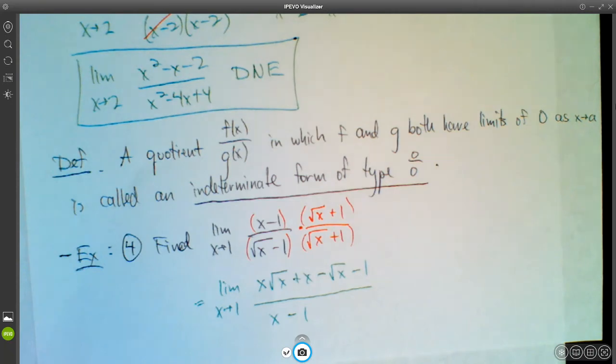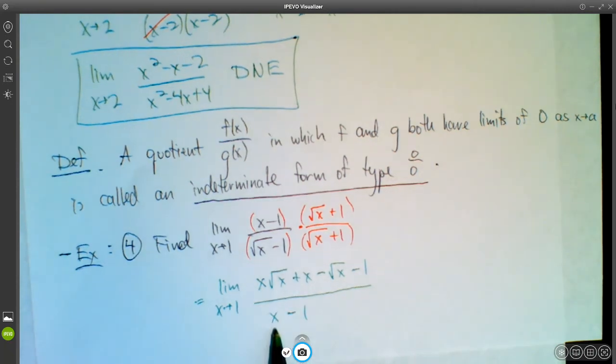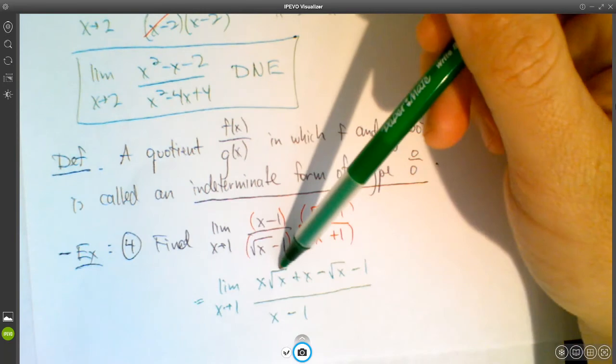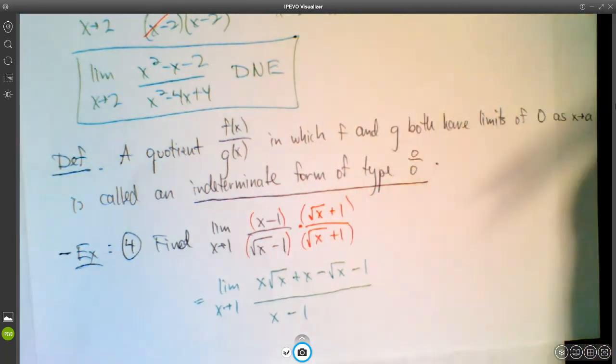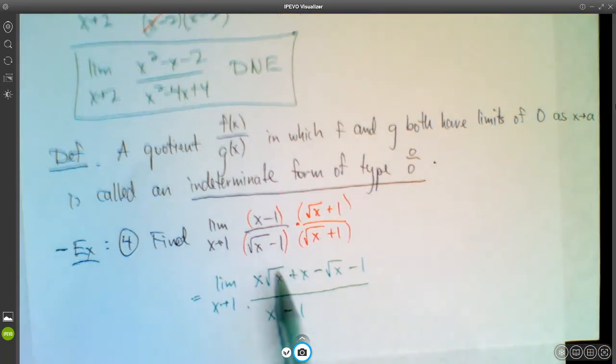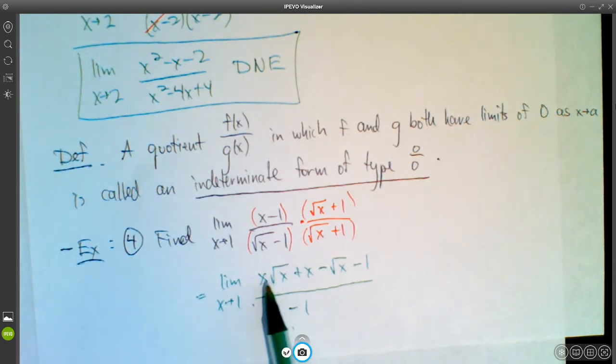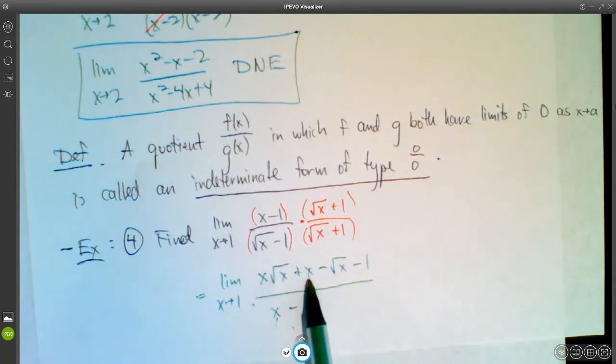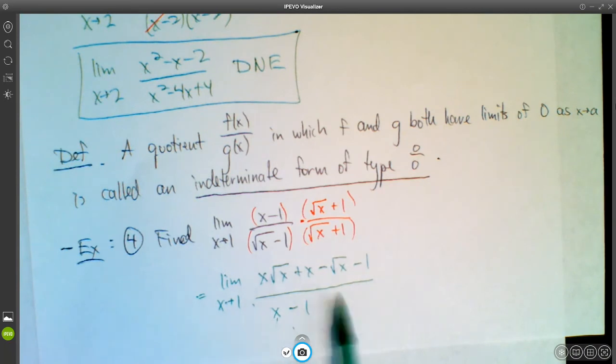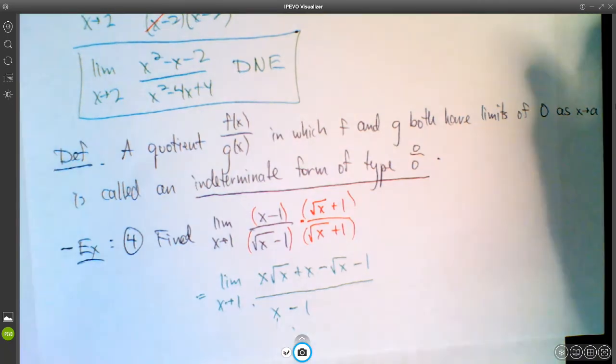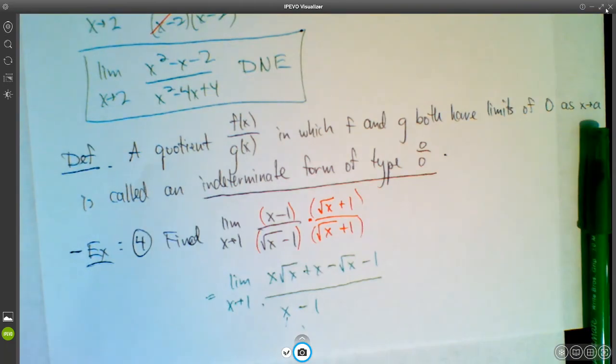Well, that didn't really help, did it? I was thinking that would do the trick, but it didn't. We've got x root x plus... if we plug in 1 now, we're going to get 1 plus 1 minus 1 minus 1, so that's going to be 0. We're still going to get a 0 over 0. That's interesting. Let me look into this. I'll pause and come back when I've figured it out.